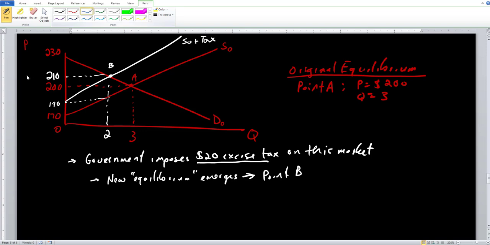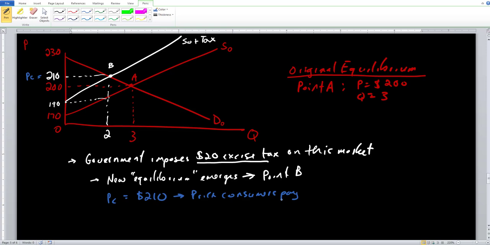Blue. So this is going to be a PC right here. The price consumers pay is $210, so PC is equal to $210. And this is the price consumers pay. If the consumers want to buy this particular product, they have to give the suppliers $210.